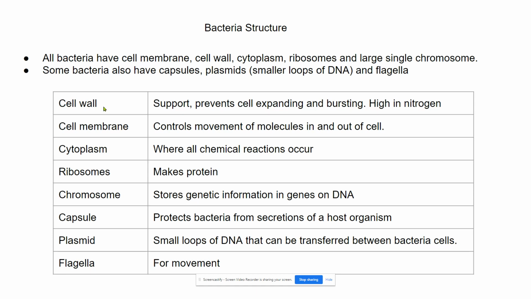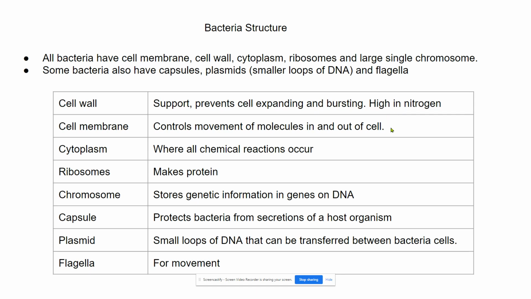From the top, the cell wall provides support. It prevents the cell from expanding. Bacteria cells will tend to gain water by osmosis, and the internal turgor pressure could burst the cell if it wasn't for the cell wall. So they have a cell wall like plants, but unlike plants, their cell wall is high in nitrogen, and plant cell walls contain cellulose.